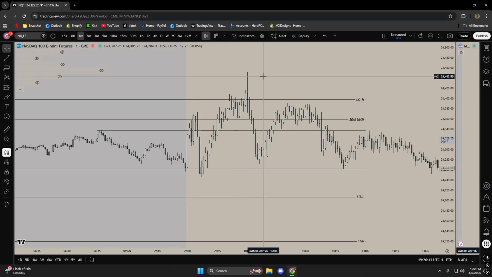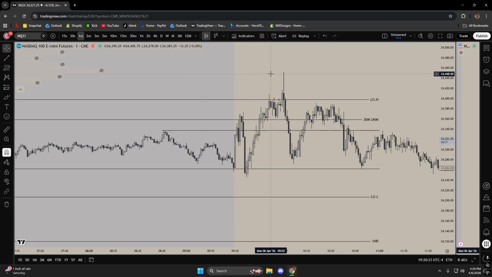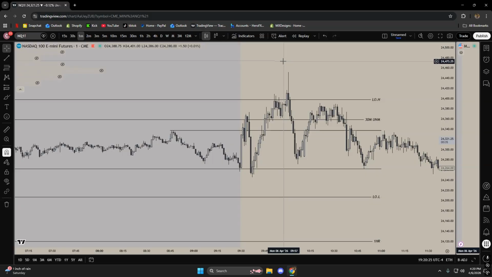It's April 6th, 2026 today, Monday morning, and I'm just going to be doing a recap on today's price action. There were two trades, I think, today that many people took. So let's go over it.